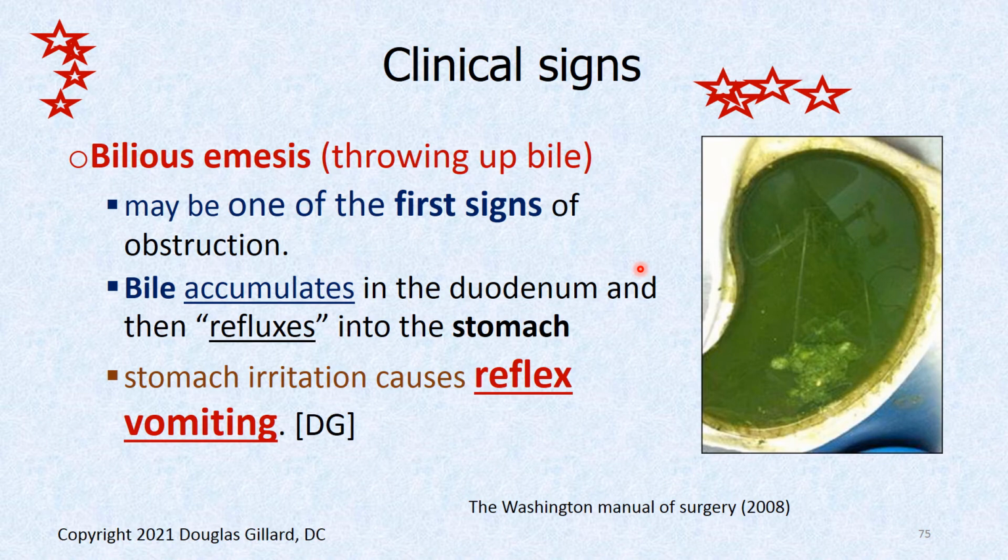And we said the stomach hates bile. Not only does it cause ulcers, things like that, but it just irritates the stomach to the point it makes you nauseated and want to throw up. So you get a reflex vomiting when you get bile.